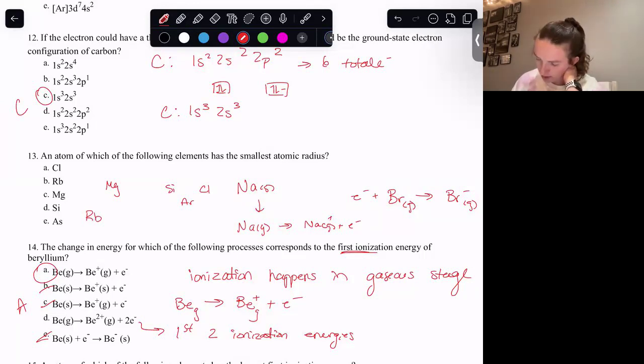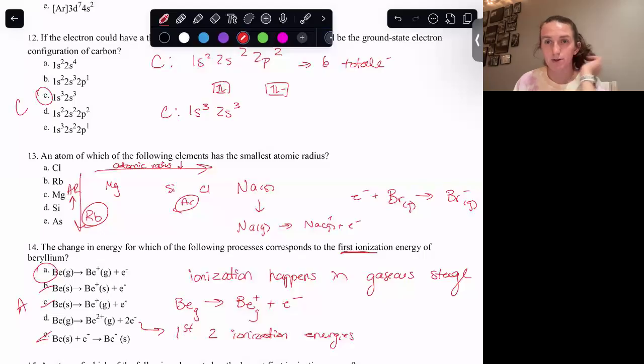So your smallest atomic radius, we know that it decreases as we go across the periodic table and increases as we go down. So if we go across, we know that our biggest is going to be rubidium, argon, right? Those have 1 or 2 extra energy levels as we go down the periodic table. So those are going to be off the table first. Then we have to look at magnesium, silicon, and chlorine because those are all in the same period.